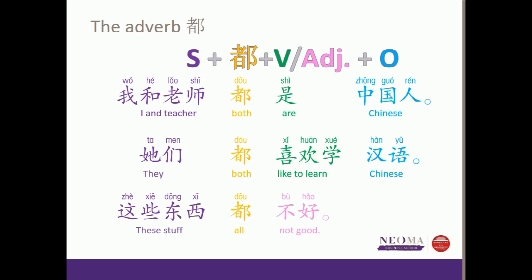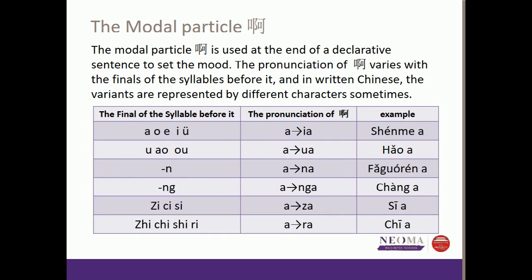好, let's move to next one. This one is used at the end of a declarative sentence to set the mood, like I said, excited, sad, happy, whatever the mood is. The pronunciation of a varies with the finals of the syllable before it. And in written Chinese, the variants are represented by different characters sometimes. We're not talking about the different characters here, and let's just see how this changes pronunciation.